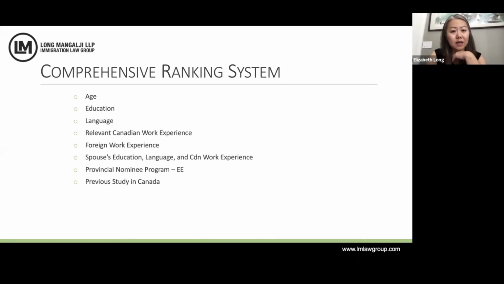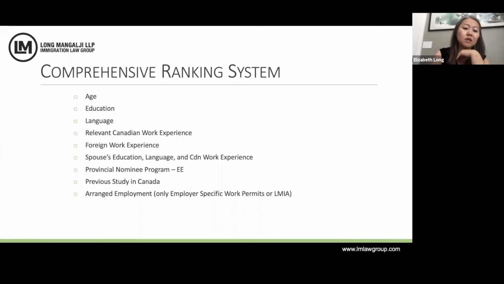Previous study in Canada, if you study at Sault College, you get 15 points, right? So that could be very significant. And arranged employment. People often think, oh, I have a job offer, therefore I have arranged employment, right? No. If you are a student, you have a post-grad work permit, that's an open work permit. You will not get arranged employment points.